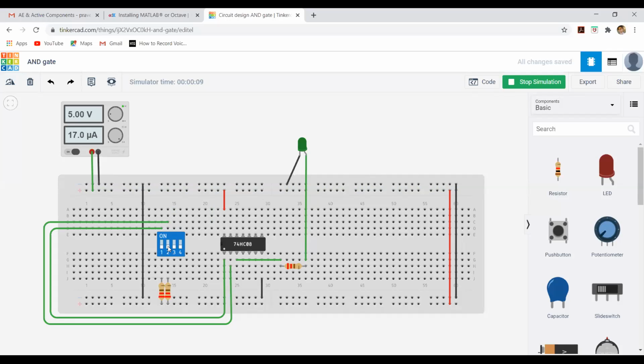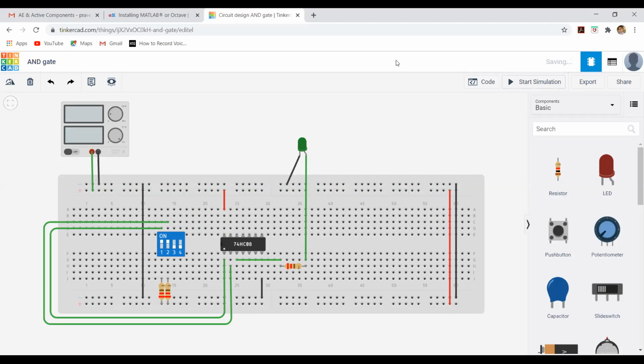Since both the switches are in off position, that means I am applying logic 0. So my LED is also off. But according to the AND gate truth table, this LED should glow when I apply both the inputs as 1. Now you can see the LED is glowing. Now again, let us make one of the inputs 0. You can observe that the LED is switched off again. Again, if you make it 1, then it is on. This is how you can simulate the circuit.